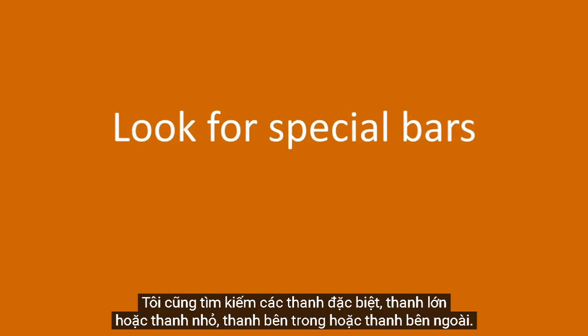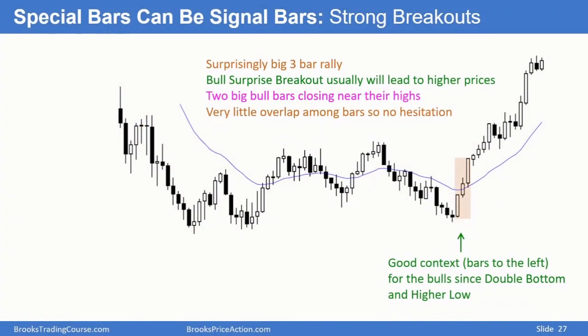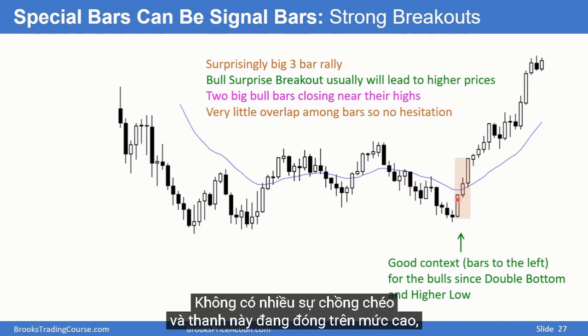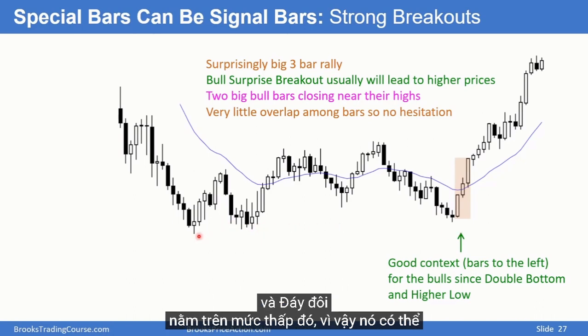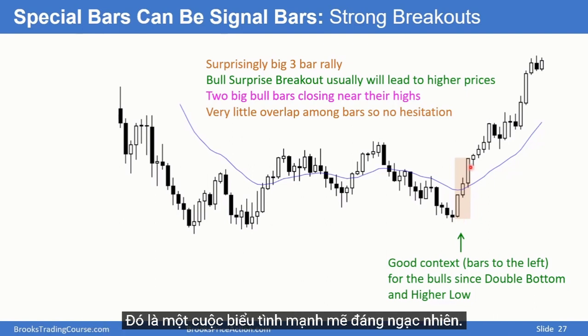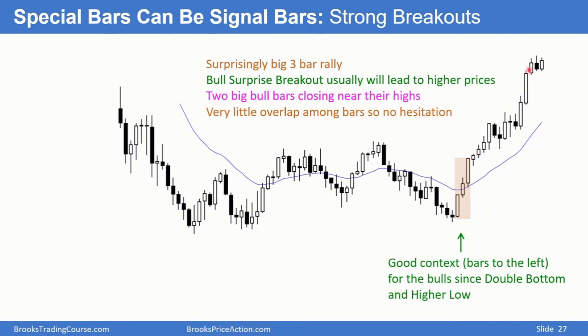I also look for special bars, big bars or small bars, inside bars or outside bars. Here we have 3 consecutive bull bars, not much overlap, and this bar is closing on its high, this bar is closing on its high. So this is sustained, strong buying. And the context is good. Remember, it's possibly a double bottom with this low, and the double bottom is above that low, so it's possibly a double bottom, higher low, major trend reversal. It's a surprisingly strong rally. It's a bull surprise rally, and bull surprises tend to have higher prices.